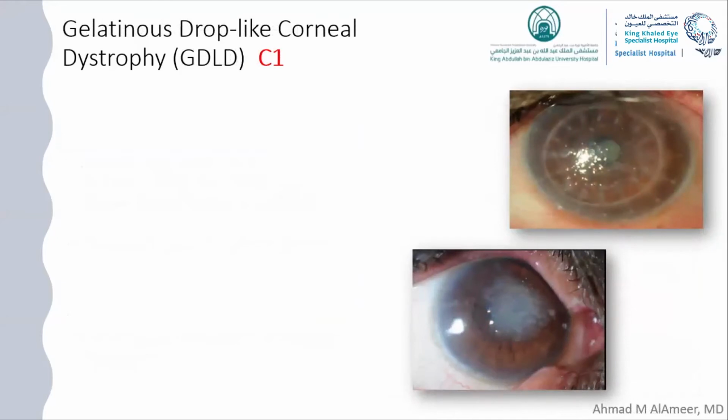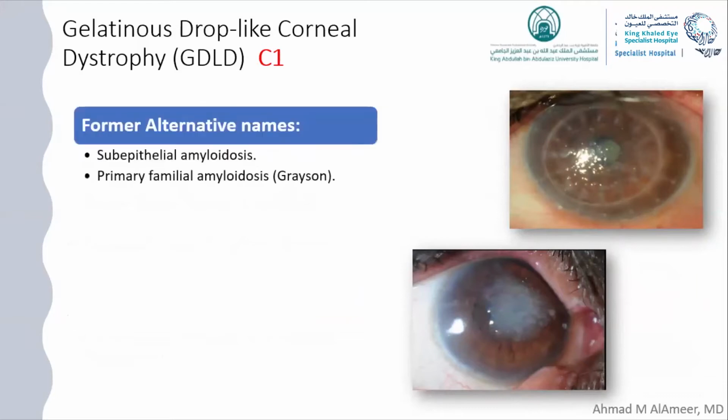The third one is gelatinous drop-like corneal dystrophy. This is the first autosomal recessive. I brought these pictures for a reason. In this one, you can see the lesions inside the graft. This means that the recurrence is very high with gelatinous drop-like corneal dystrophy.